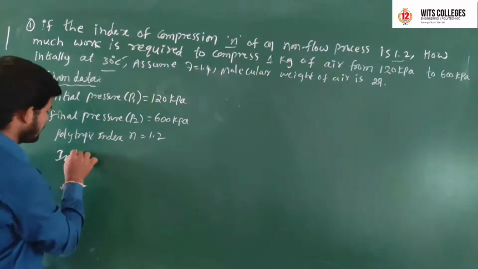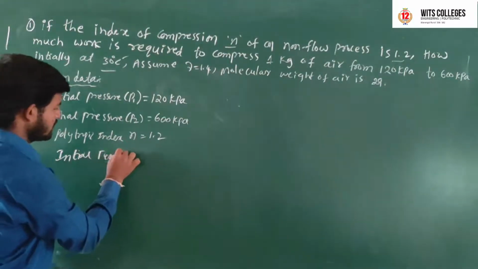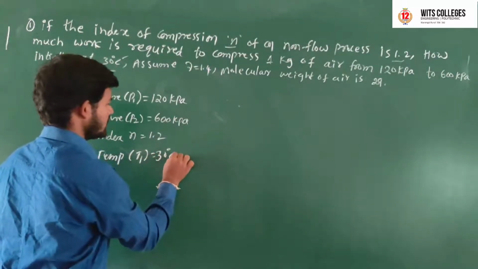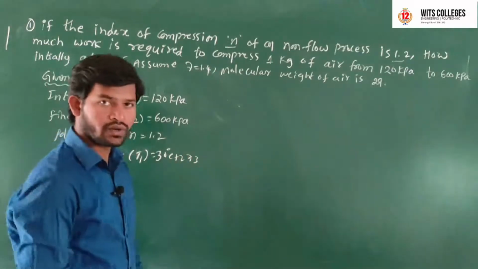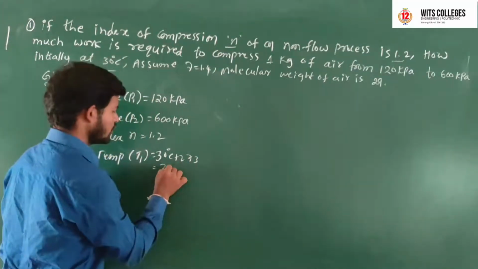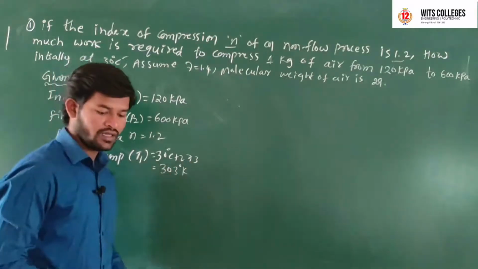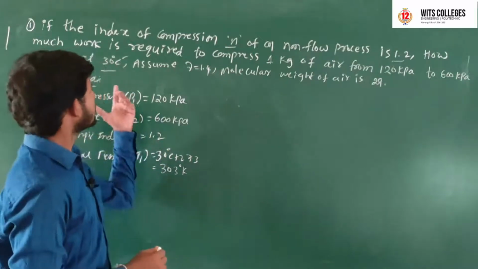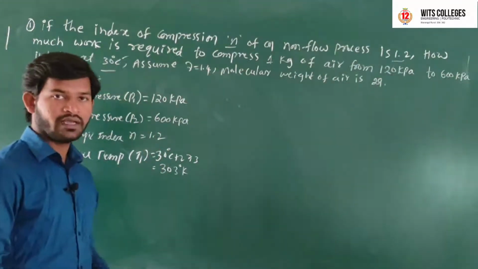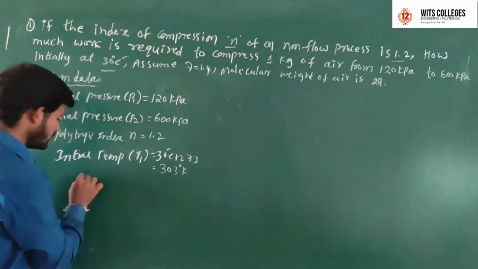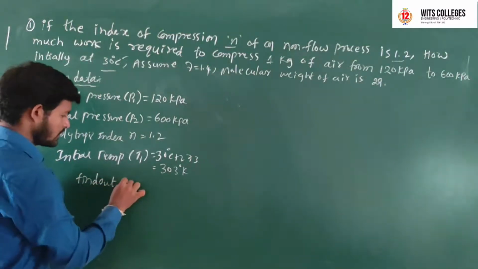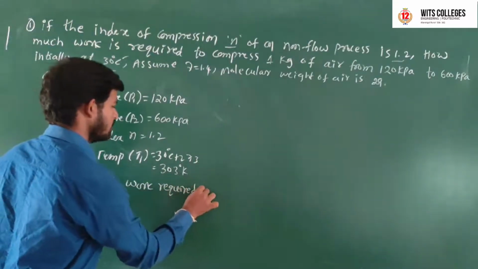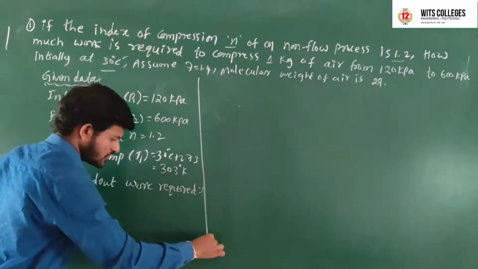Initial temperature is given, that is T1 equals 30 degrees centigrade plus 273. It will be converted into Kelvin, that is 303 Kelvin. Okay, and next, what will we find out? We will find out the work transfer, how much work will be required. Okay, the work required we have to find out.